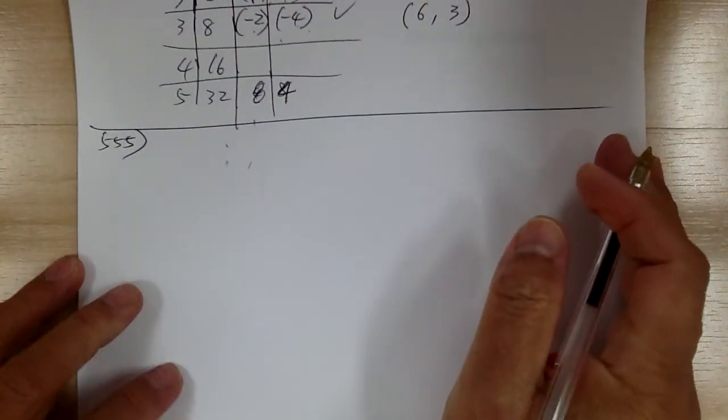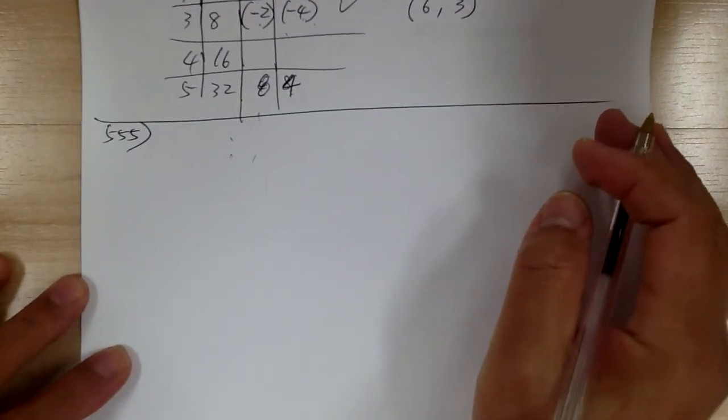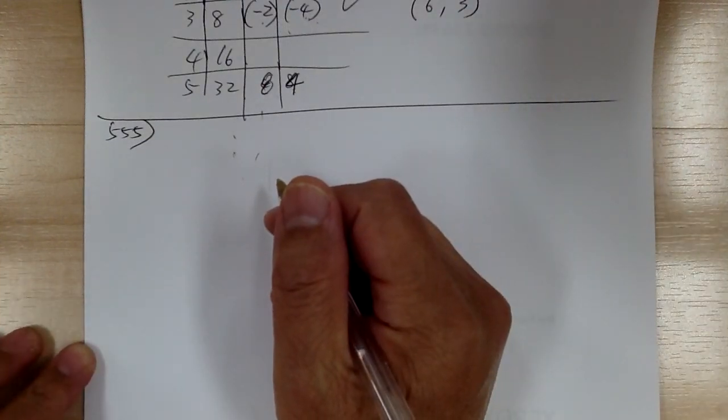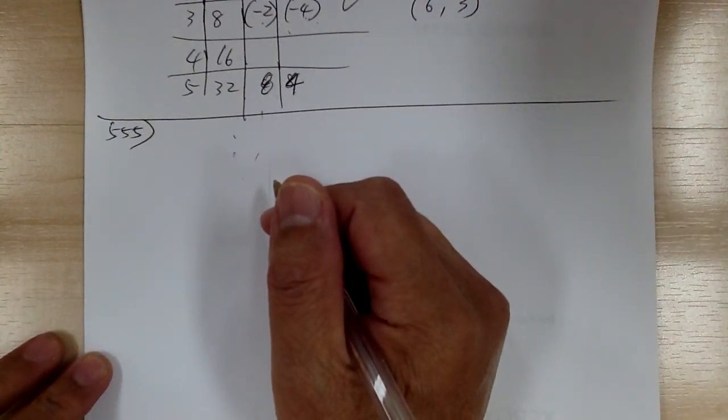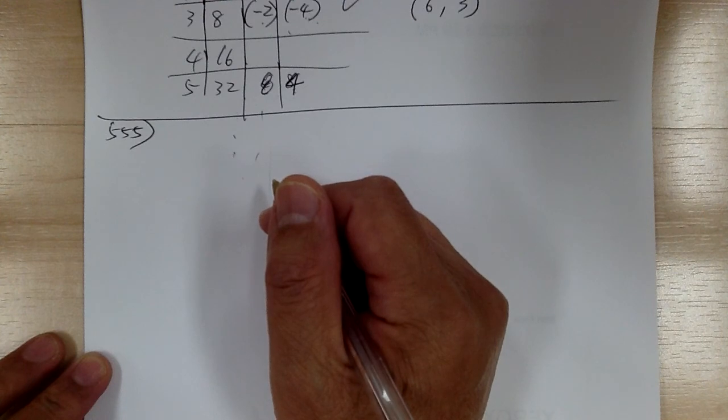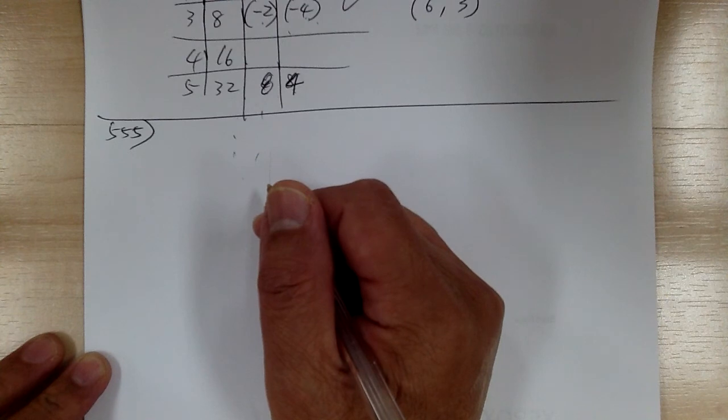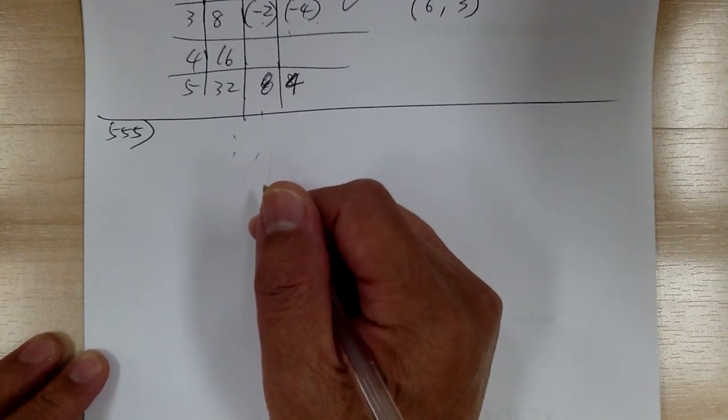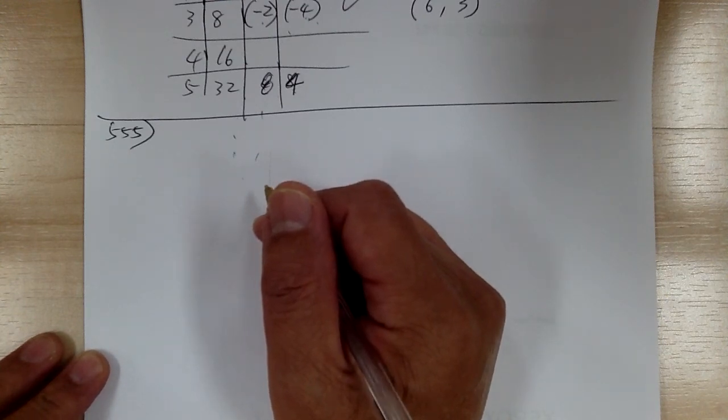Okay, so 555, it says Sam needs 5 different instruments for his band. He found 5 people, each of whom can play 2 instruments. If no 2 people can play the same 2 instruments, and each instrument can be played by exactly 2 people, in how many ways can Sam form his band from 5 people?